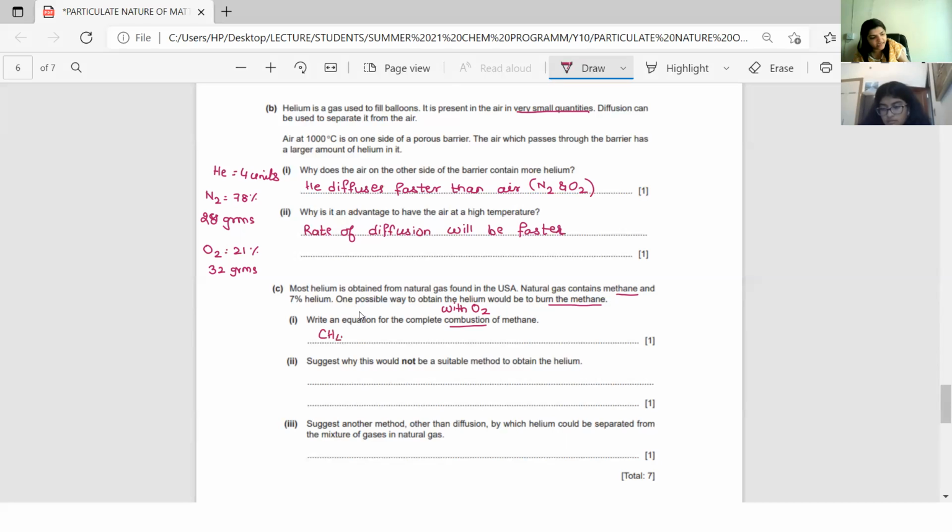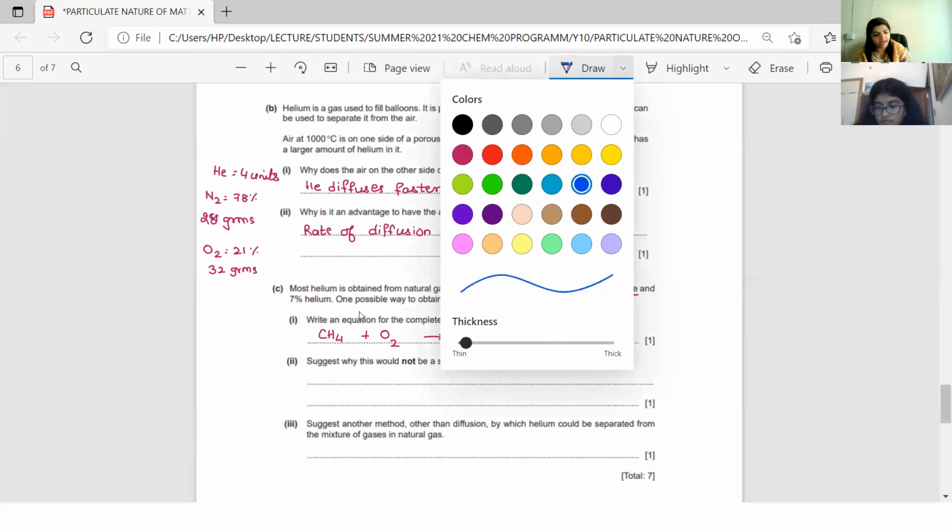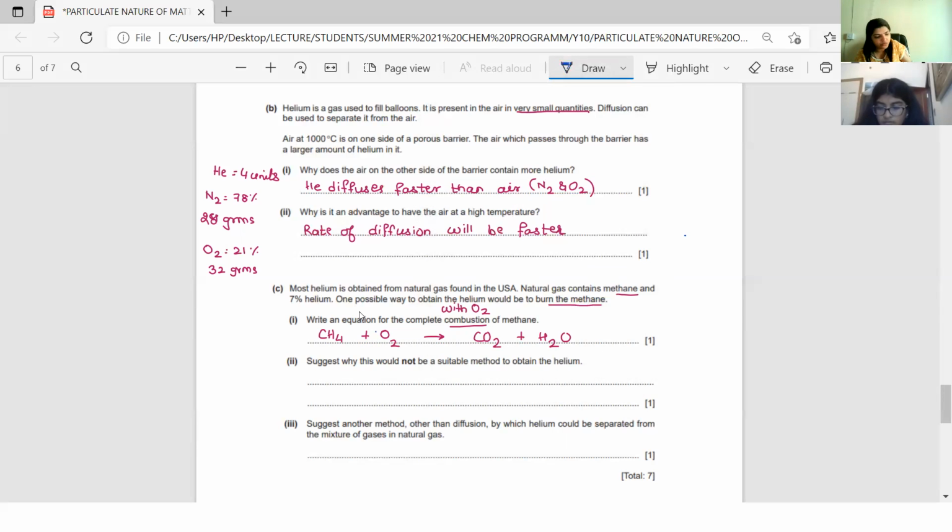So the reaction is CH4 plus O2. Whenever an organic compound reacts with O2, the product will always be carbon dioxide plus water. And we need to balance this equation. So balancing the equation gives CH4 + 2O2 giving CO2 + 2H2O. Whenever we write an equation, we need to balance it. I hope you know balancing equations. If not, when we do a chapter like chemical reactions, we will be doing it at that time. So don't worry about that.